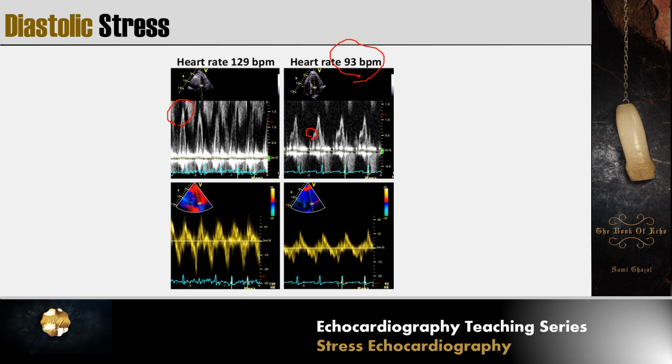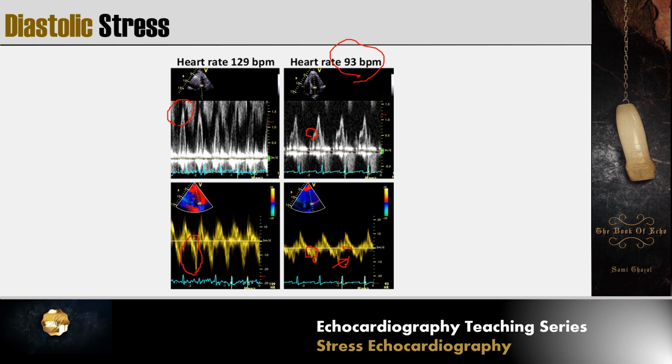Same thing for the E prime. Here you see a single wave, you cannot identify E prime from A prime. But if you wait until heart rate reaches around 100 to 110, then you can identify the E prime.